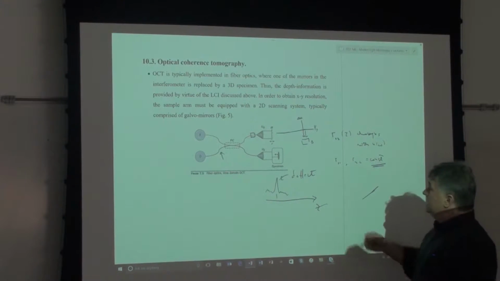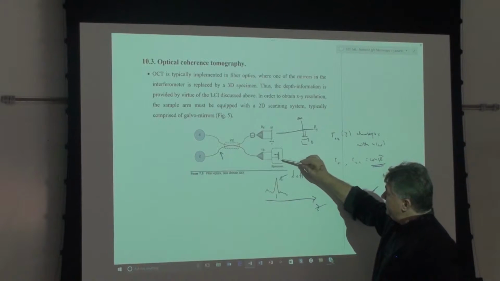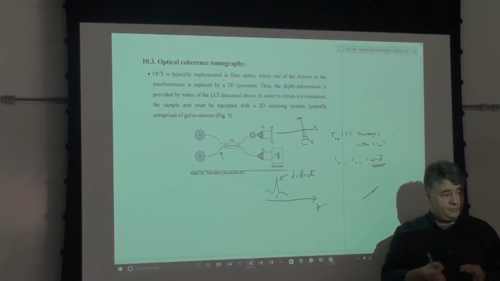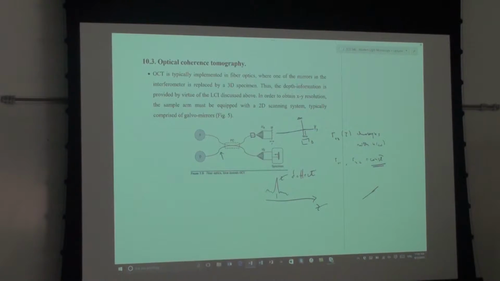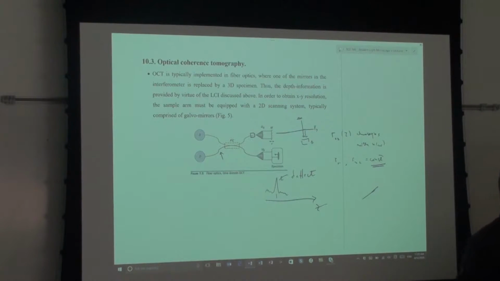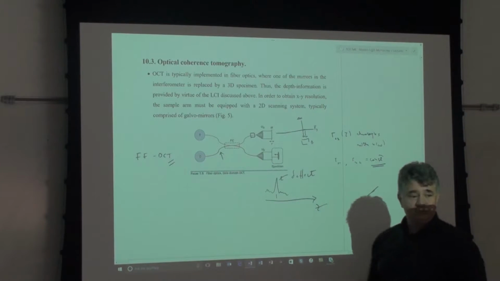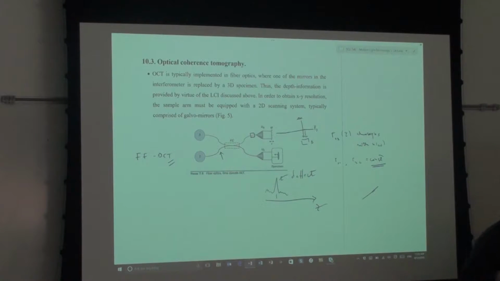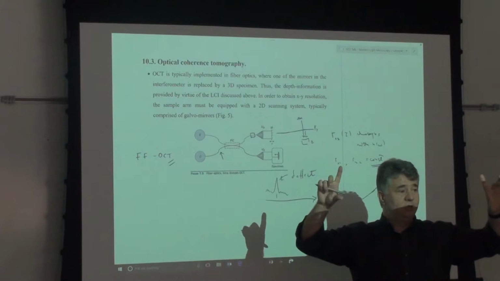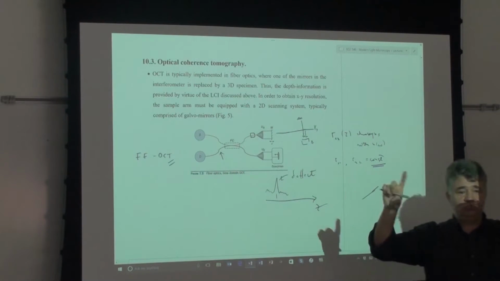Okay? So again, what we do is we replace the mirror with the specimen. The idea is to actually be able to recover how much backscattering I get from each position, and resolve that at each point in X and Y. You need to do some kind of raster scanning, unless you're doing full field OCT, which is a variation of OCT where you can use lenses and make images in parallel, like a regular microscope. That's why it's called full field, so you don't need to scan.